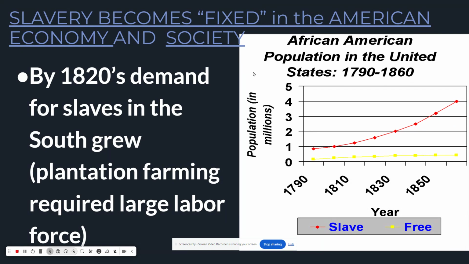The last innovation that's really going to spur the market revolution would be slavery. Slavery was a continuity, as you all know, but there's an invention in 1793 that really transforms the economic quote-unquote necessity of slavery, and slavery becomes fixed in the US economy. And that is the invention of the cotton gin. By the 1820s, the demand for slavery in the South grew, requiring a large forced labor for the cultivation and harvesting of cotton.